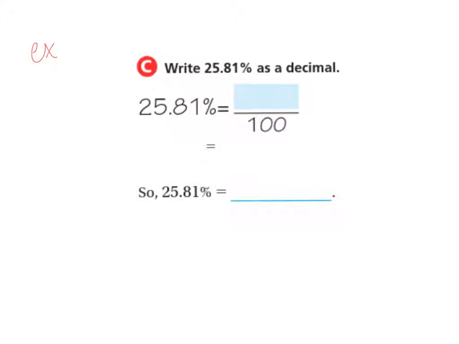Now, look at this one. Another example. We first find the decimal, which is right here. And this would be 25.81, like that. We move it 2 place values to the left, which would give us 0.2581. Now we just wrote 25.81% as a decimal.